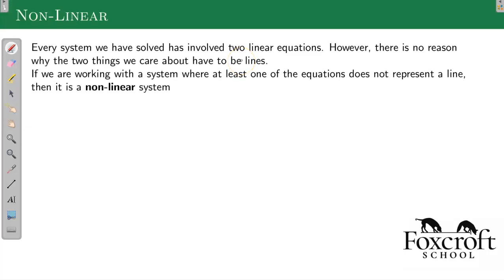So, nonlinear system. Every system we solved so far has two linear equations. However, there's no reason that they have to be lines. We could have parabolas, we could have some other things we haven't really talked about in terms of graphing, like circles and things. But anytime one of the equations in your system is not just a straight line, then it's a nonlinear system, right? Nonlinear just means it's not a line.